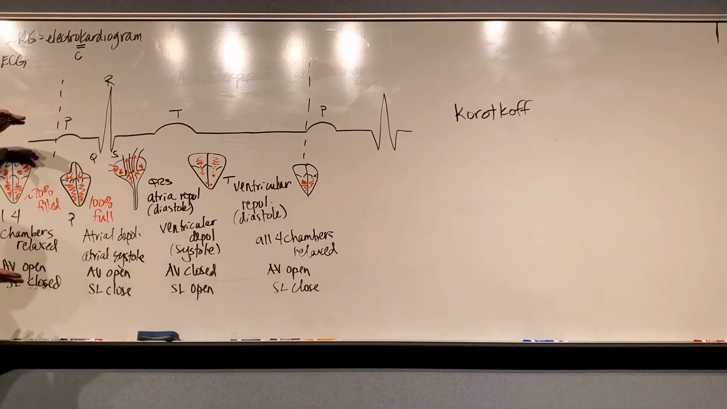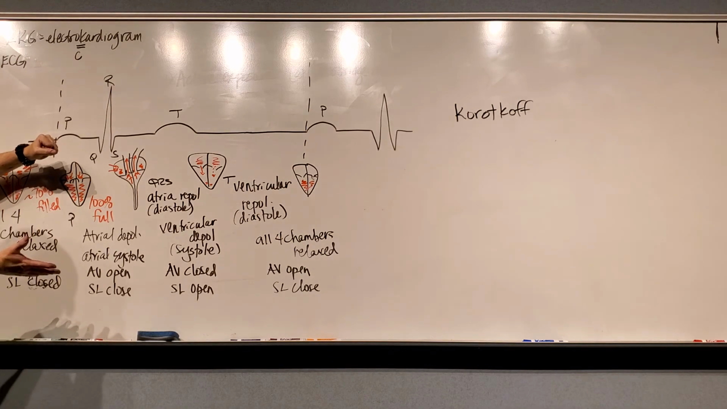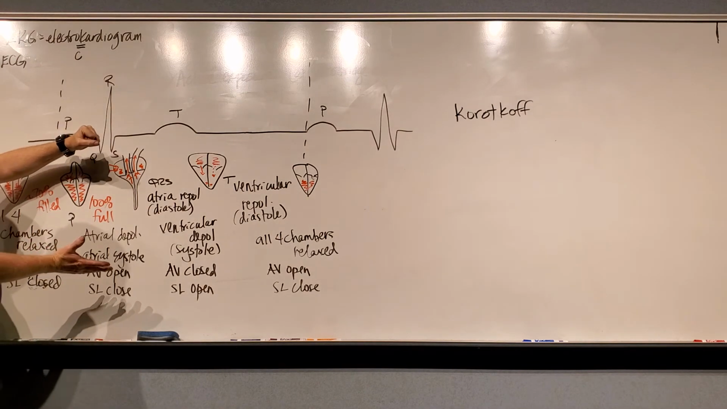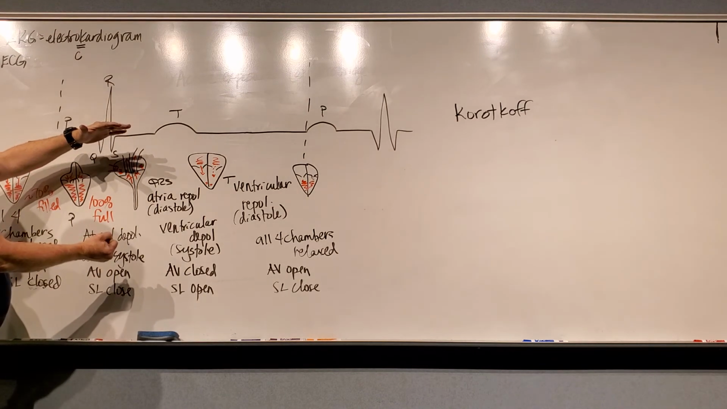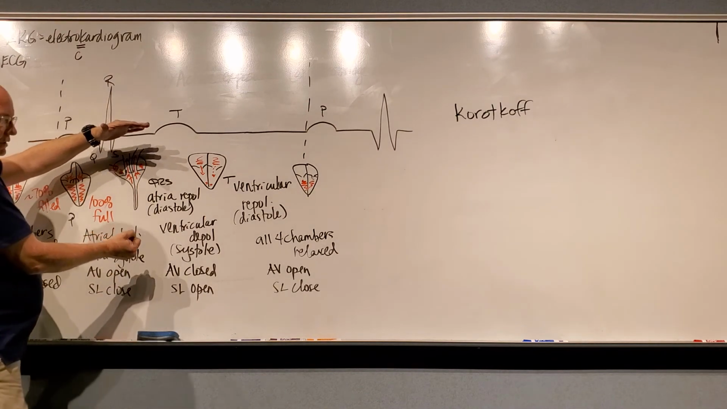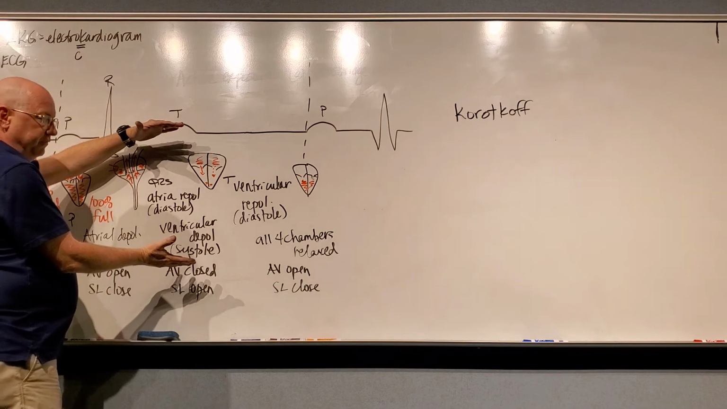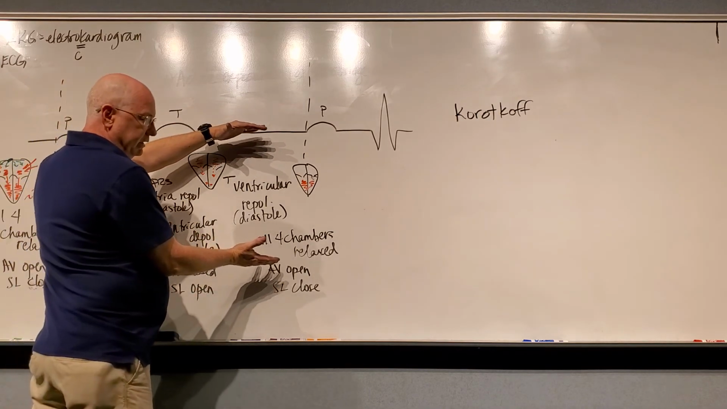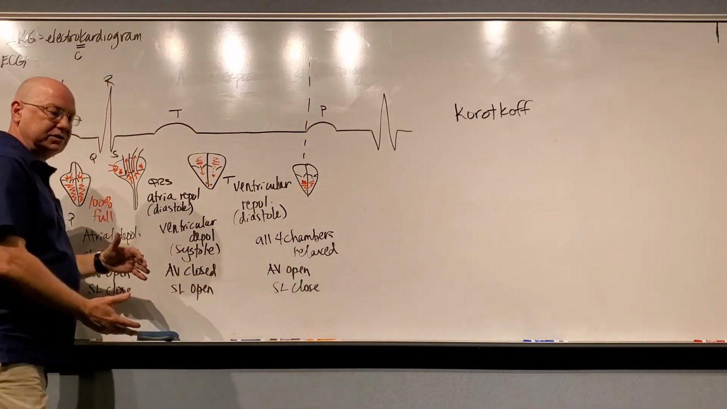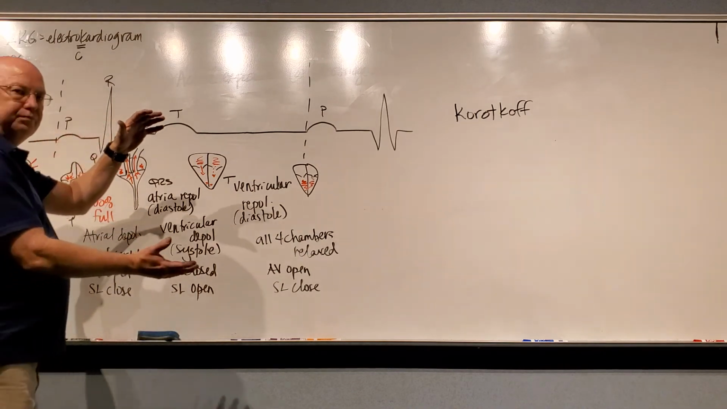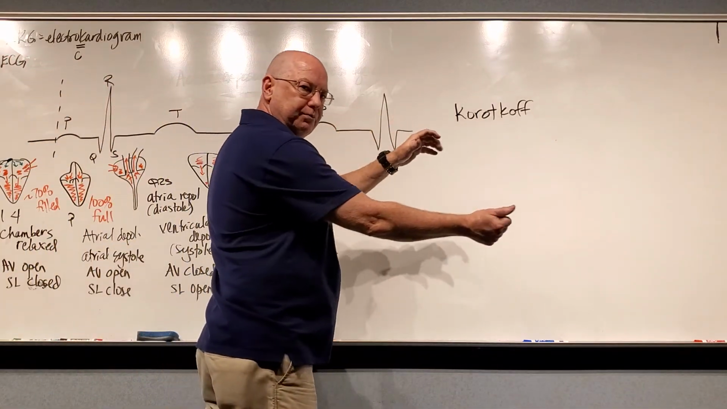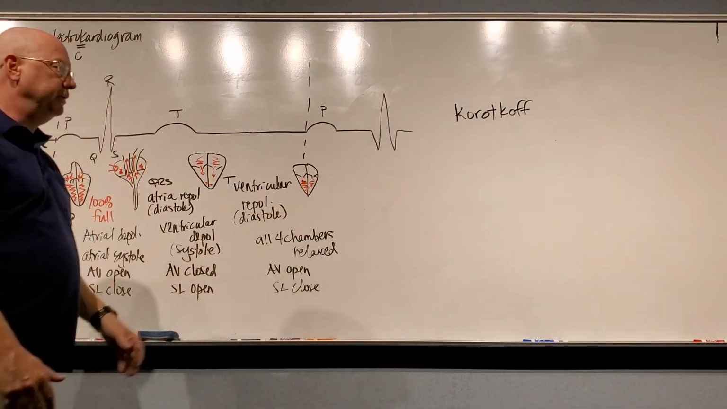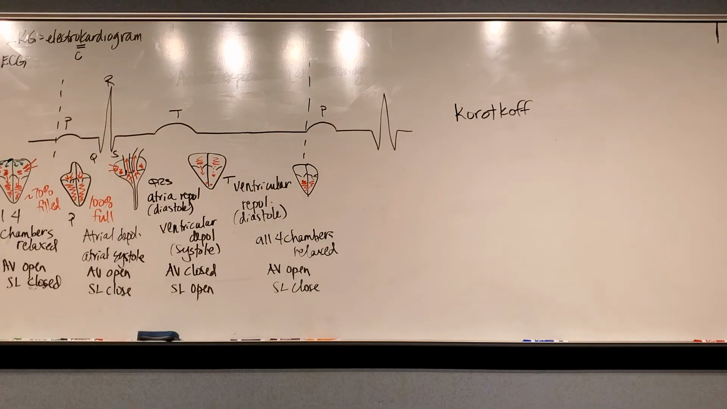And essentially what you're hearing is, well, before we get to the sounds, when we get to the P wave, the atria contract. When we get to the QRS complex, the atria relax and the ventricles contract, ejecting the blood. When we get to the T wave, the ventricles relax and begin filling, and then we have this long filling time where all 4 chambers are relaxed. And that's what gives you the boom, boom, boom that you hear. Okay?